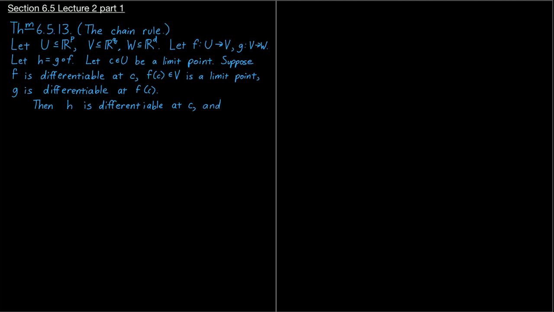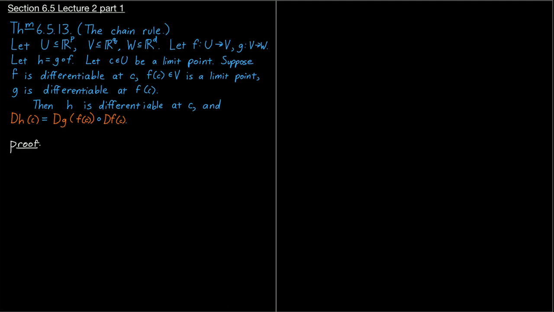And I can give you a formula for DH. DH of C, remember this is a linear operator. It's the linear operator DG of F of C. That's a linear operator from R^Q to R^D, composed with the linear operator DF of C, remember, that is a linear operator from R^P to R^Q. And here is the proof.